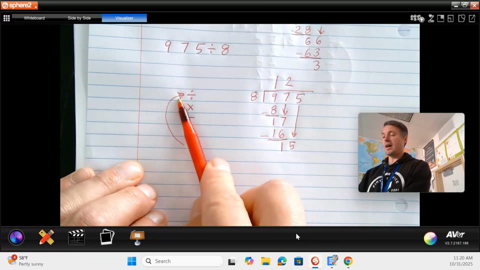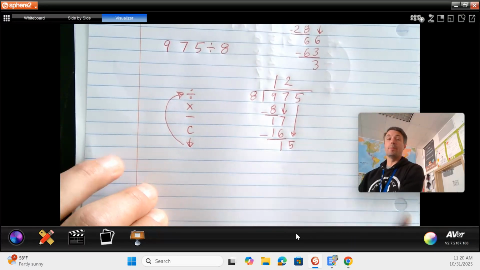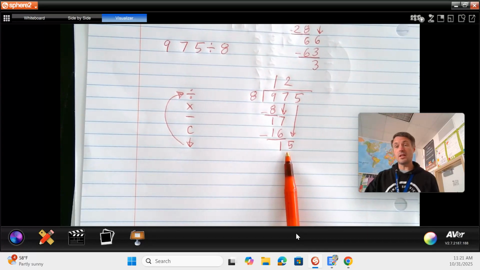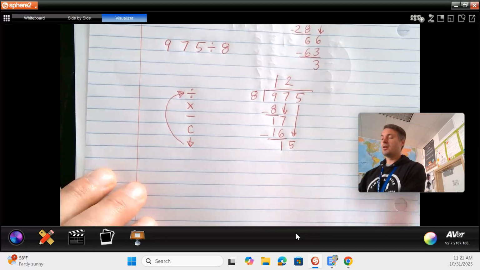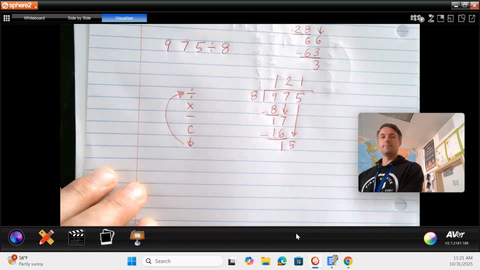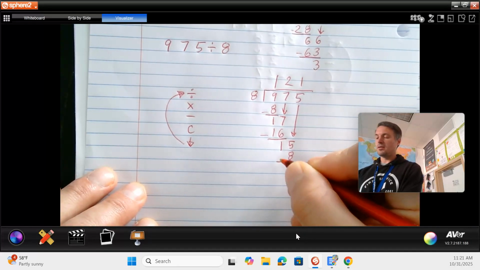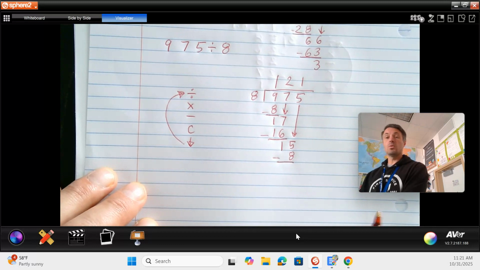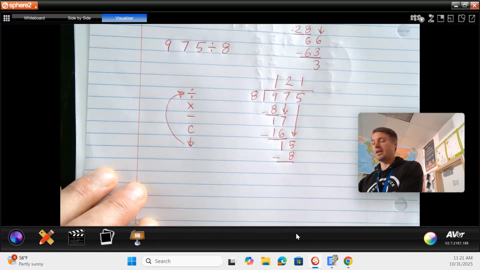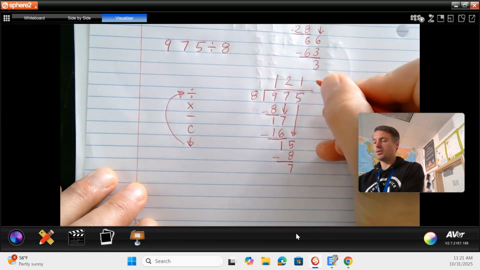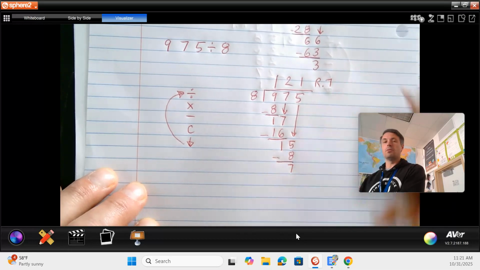We go back to divide. We're dividing 8 into 15. How many times can 8 fit into 15? Well, 8 times 1 is 8. 8 times 2 is 16. That's bigger than 15, so it can't fit in 2 times. It can only fit in once. Now we multiply. 1 times 8 is 8. And next we subtract. What's 15 minus 8? It's 7. Is 7 smaller than 8? Yes. So the answer is 121, remainder 7.